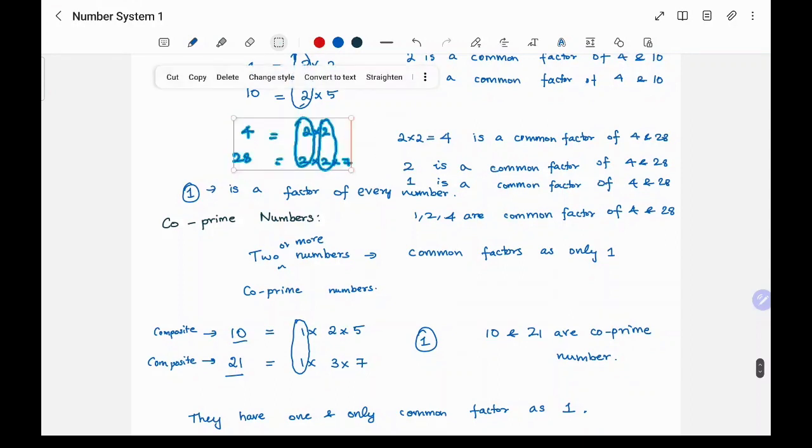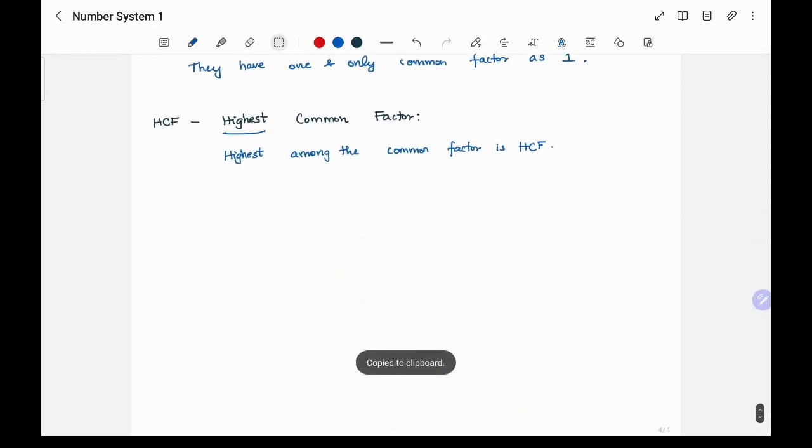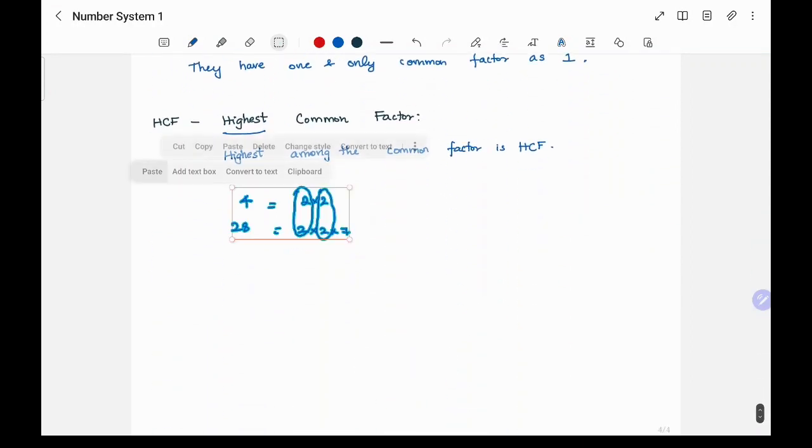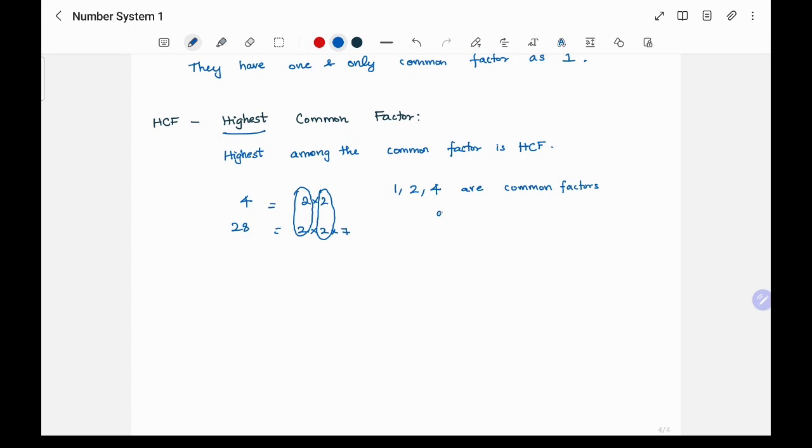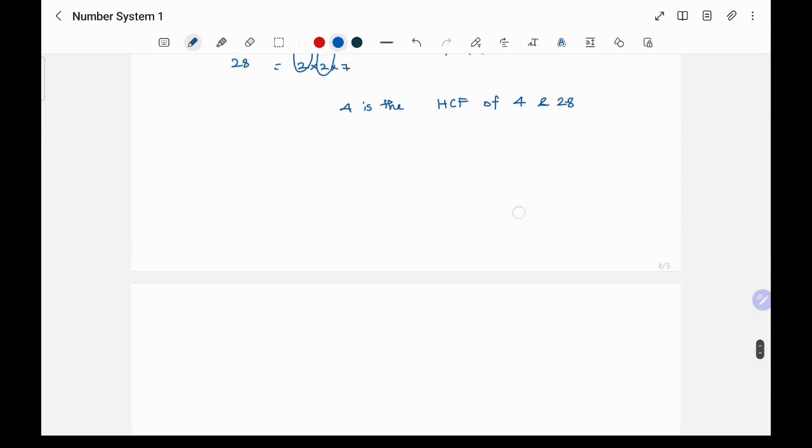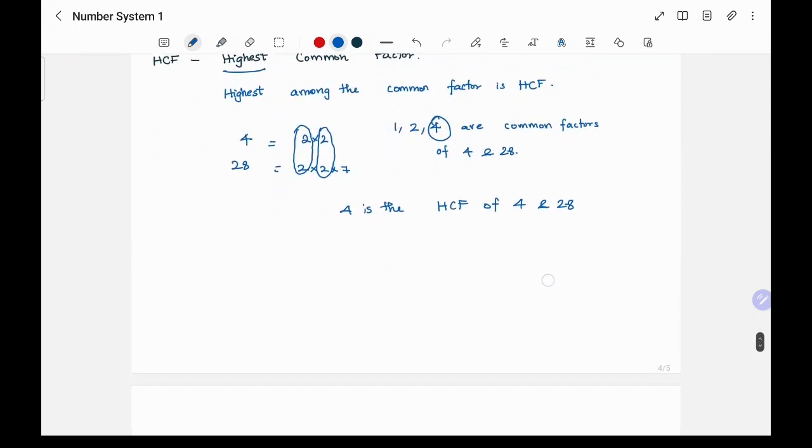4 and 28. Let me copy paste it here. So we already saw 1, 2 and 4 are common factors of 4 and 28, and which is the highest among them? 4. So 4 is the HCF of 4 and 28. Agreed? So this is the concept of HCF.